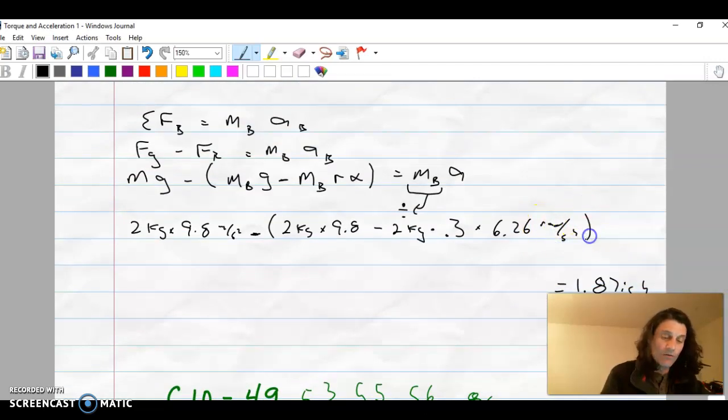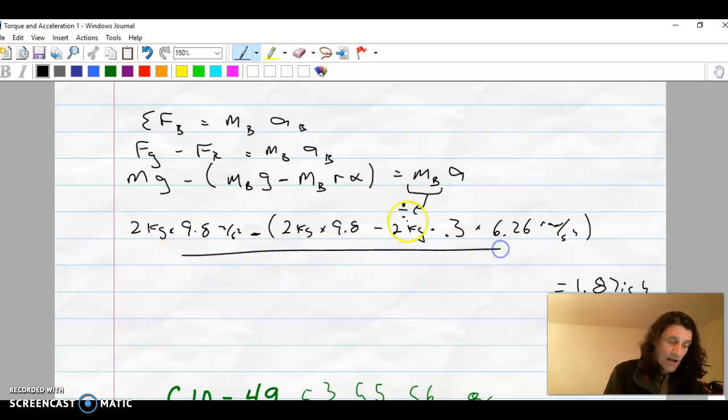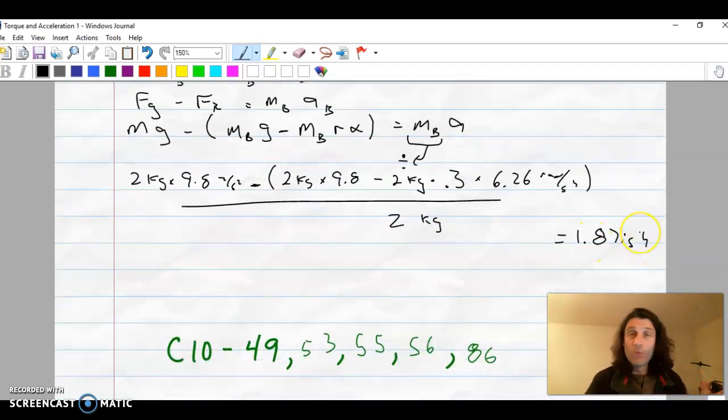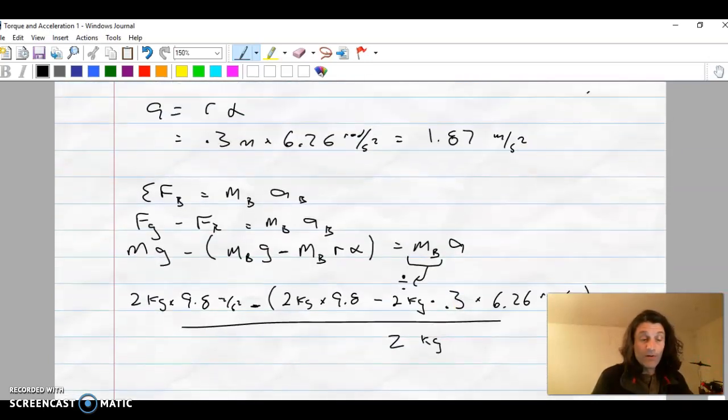So 20-ish minus 20-ish, but from that 20-ish I'm going to subtract 2 times 0.3, so 1-ish times 6.26, and then I'm going to divide all of that by the mass of the block, which is 2 kgs. When you do that, I promise you get right back to 1.87-ish. That last part, I just showed you to say it does agree with what R alpha shows us.